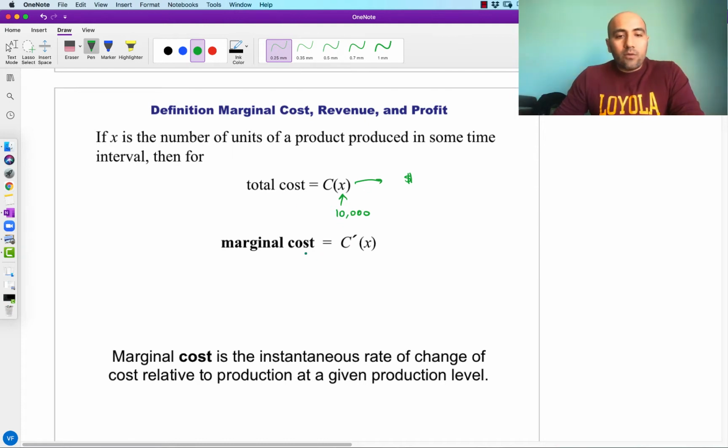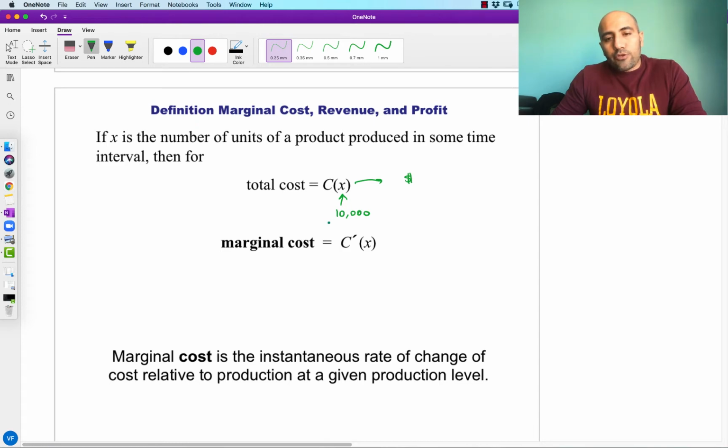Okay, and then we'll be introducing marginal cost. The marginal cost is the first derivative of the cost function, right? Remember that little notation means that it's the derivative of the cost function. The marginal cost is the instantaneous rate of change of cost relative to production at a given production level. Okay, so in other words, this equation tells us how much it's going to cost to produce 10,000 bicycles. Maybe, I'm just making up numbers to get a sense of what these formulas tell us.